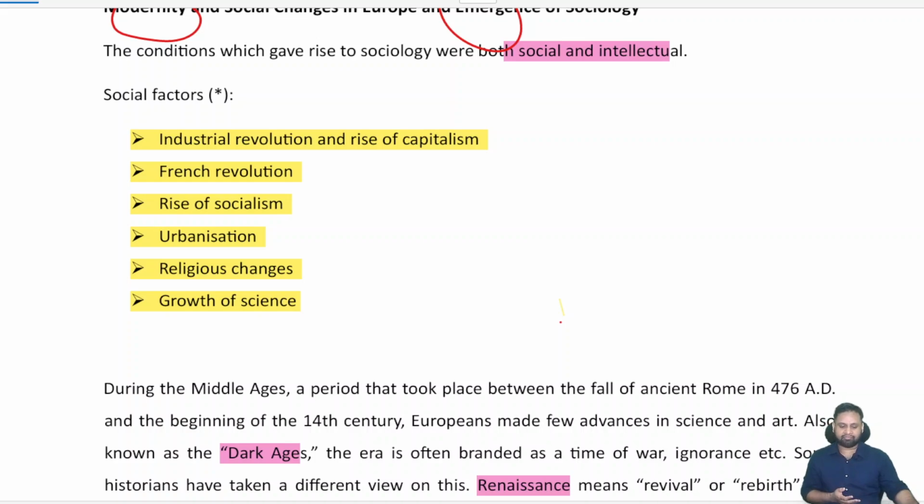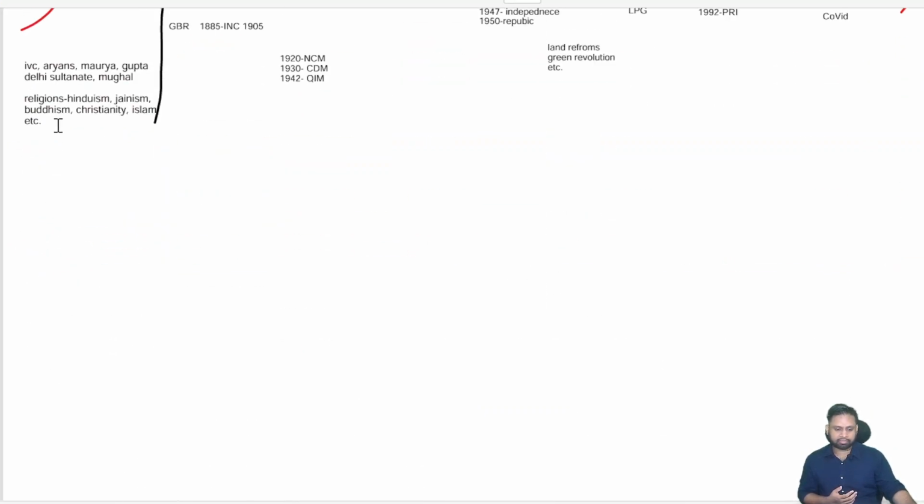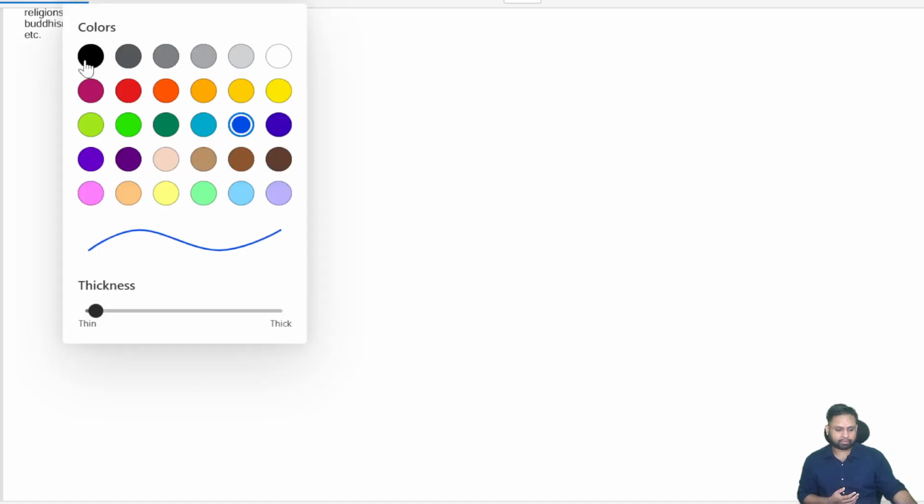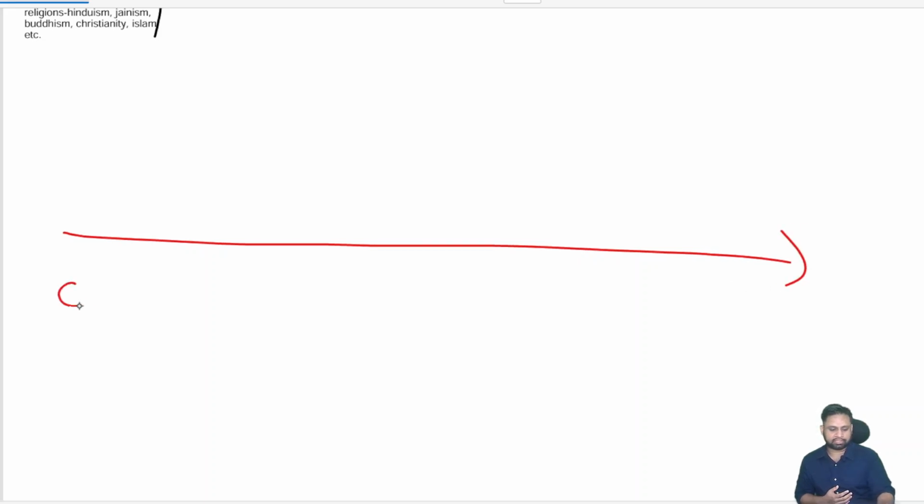Simply speaking, modernity in Europe is that from the 5th AD. This is a sociological time scale, 0 to 2025. Here, from the 5th AD to the 14th century, in Europe.